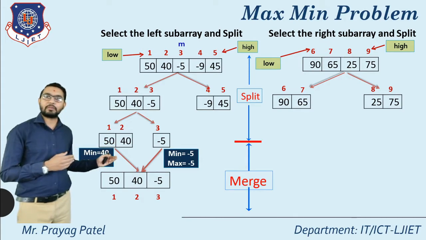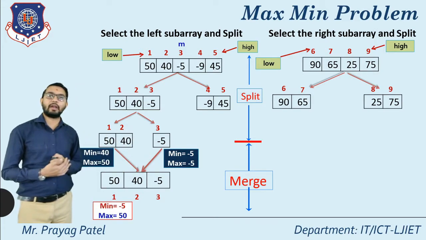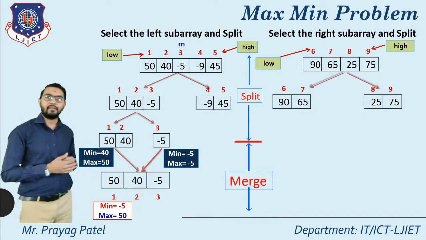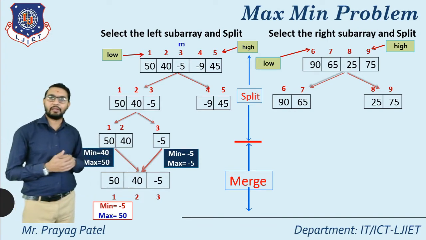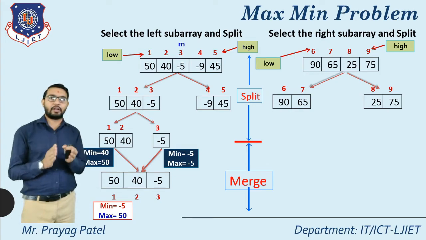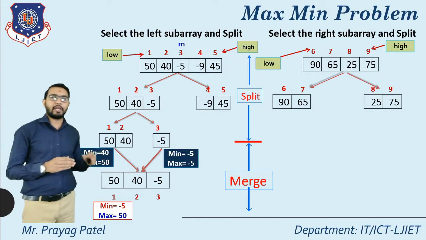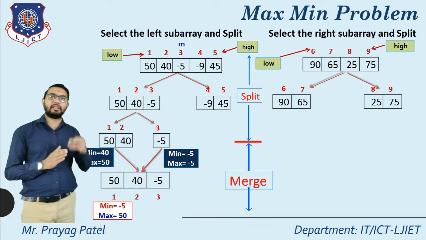In the left sublist, the minimum equals 40, in the right sublist, the minimum equals minus 5. So the minimum value is minus 5. Now compare both maximum values of array 1, 2 and array 3. The maximum equals 50 in the left subarray and minus 5 in the right subarray. So the maximum value is 50. So the final values for locations 1, 2 and 3 are minus 5 as the minimum and 50 as the maximum. Now after that, combine locations 1, 2, 3 with 4, 5.